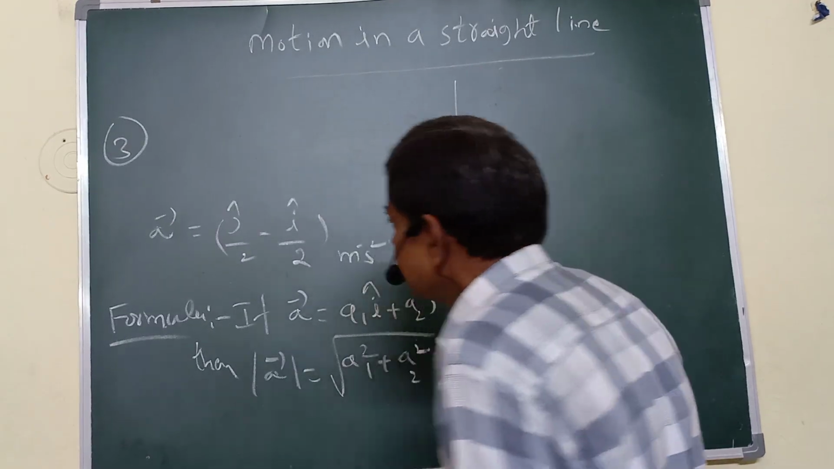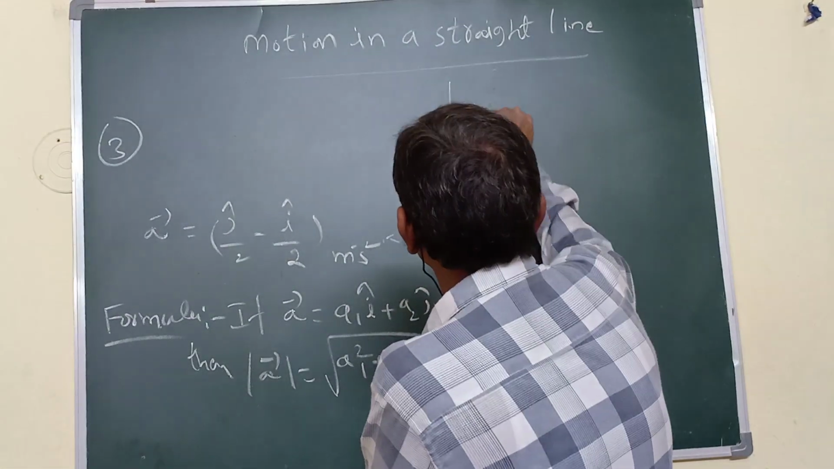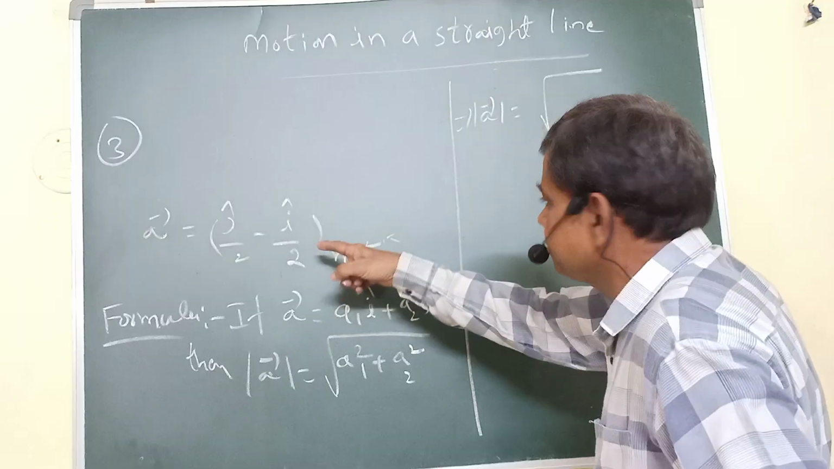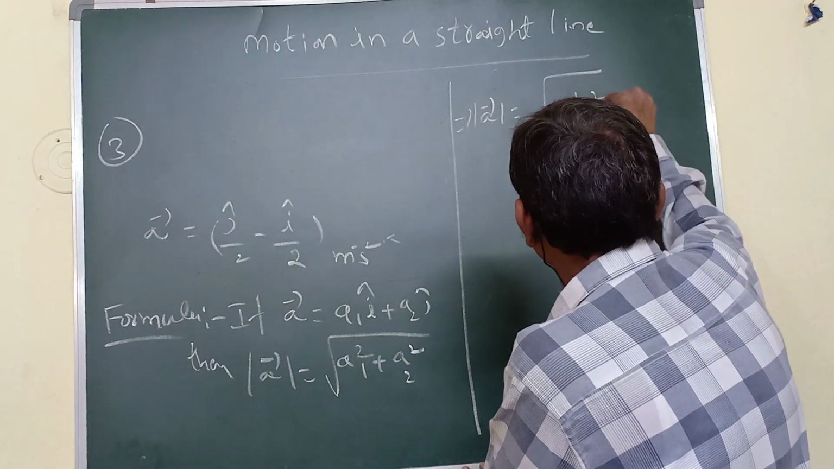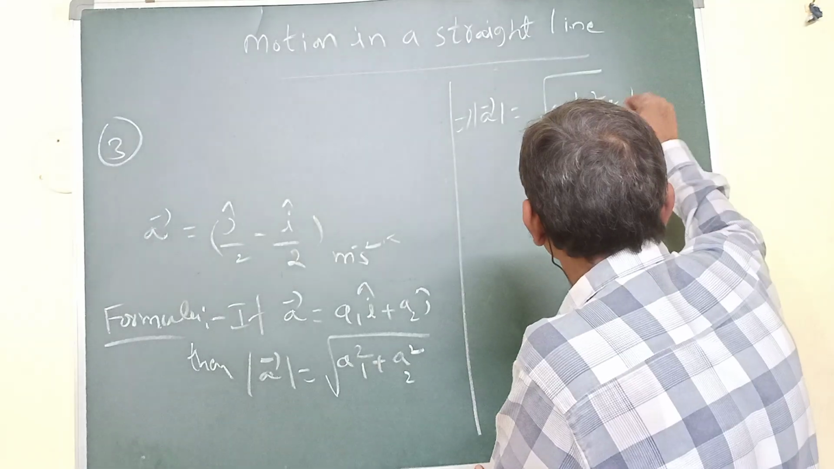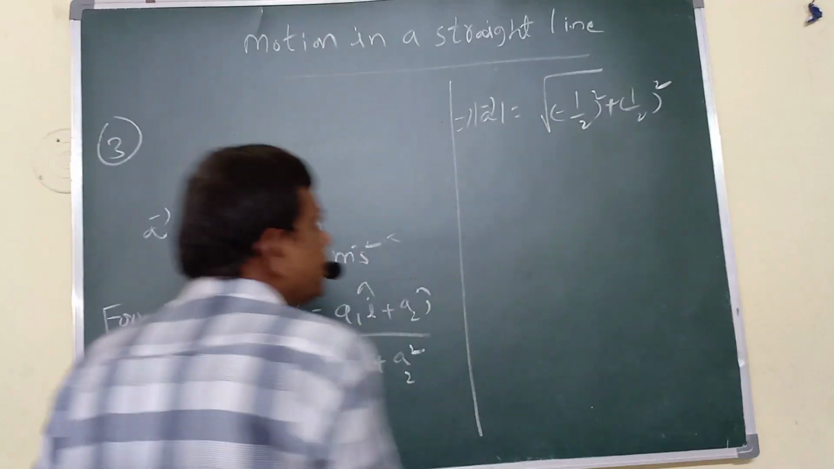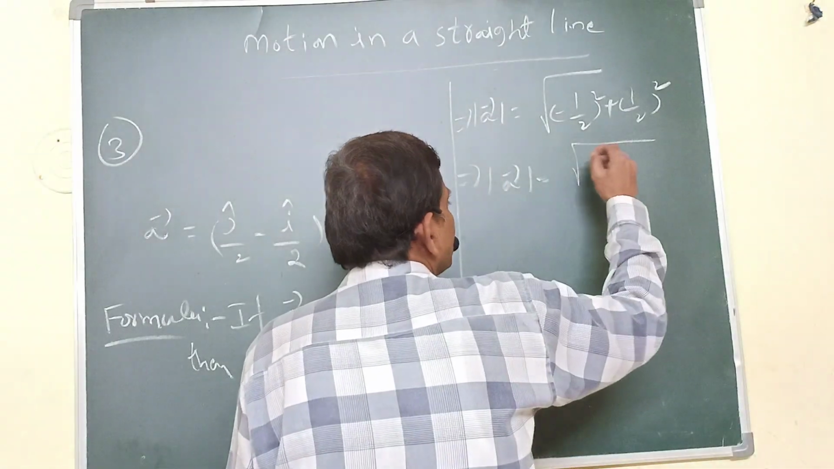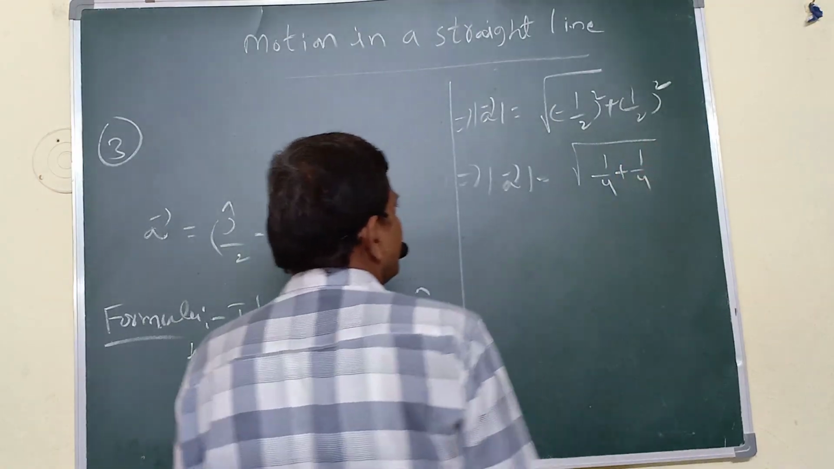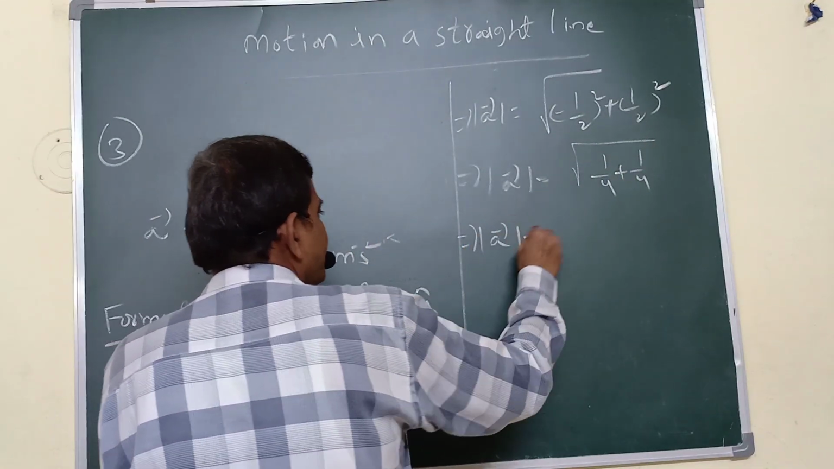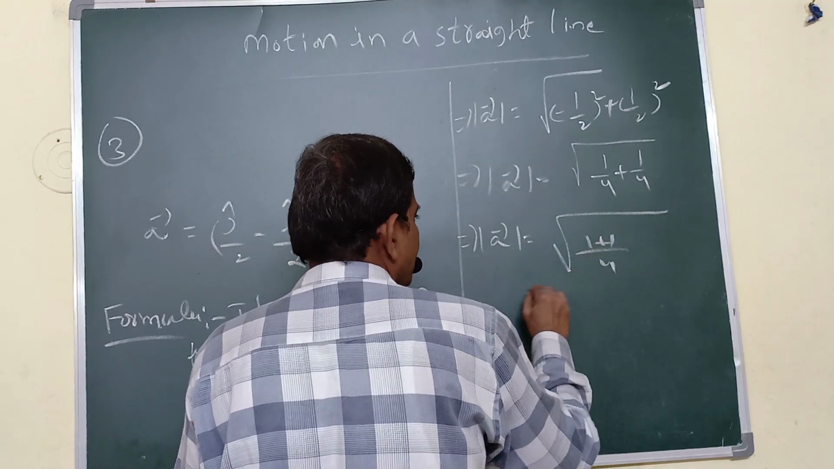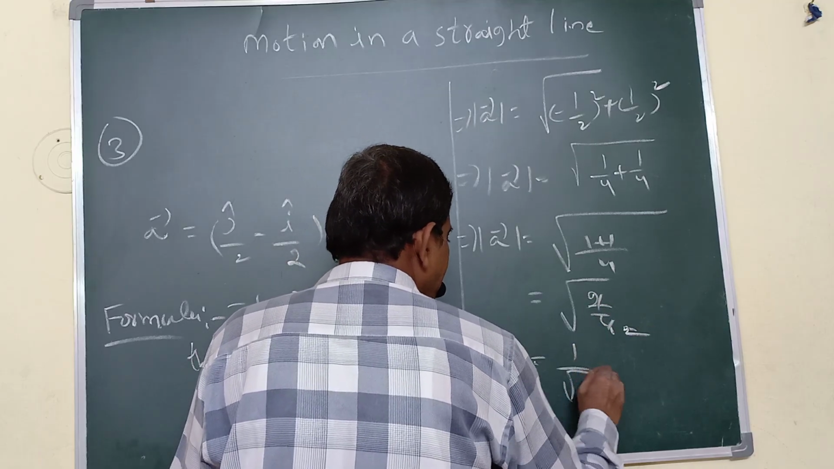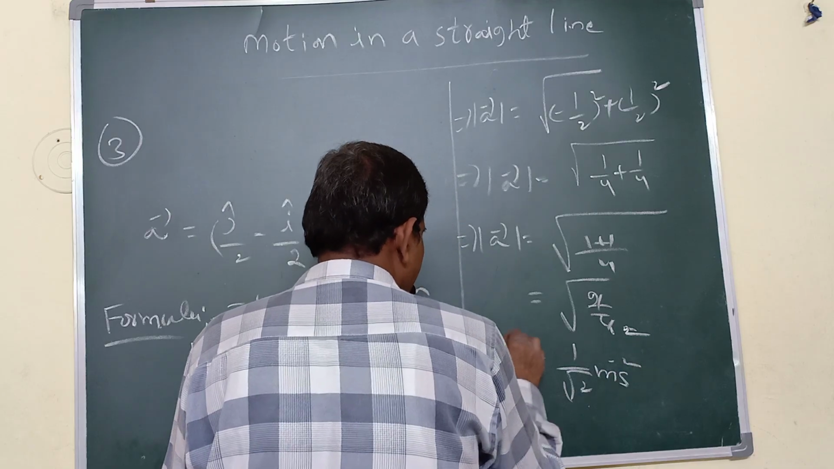Then its magnitude equals square root of, what about x component? Minus 1 by 2, so minus 1 by 2 whole square. Y component, j, plus 1 by 2 whole square. So totally what are we adding here? 1 by 4, again plus 1 by 4. So by taking LCM, we get 1 plus 1, so square root of 2 by 4. Now what am I getting? 1 by root 2 meter per second square.